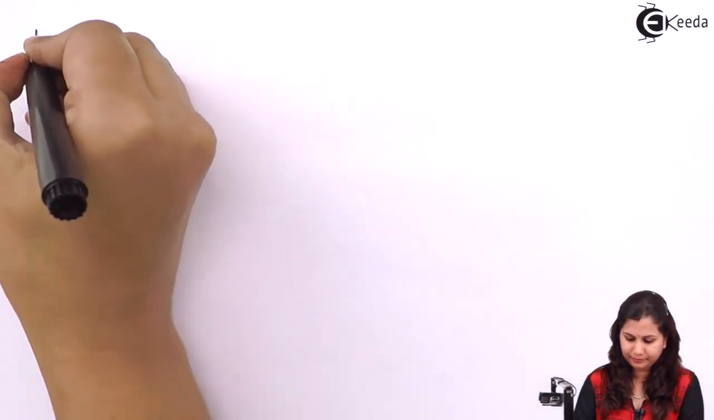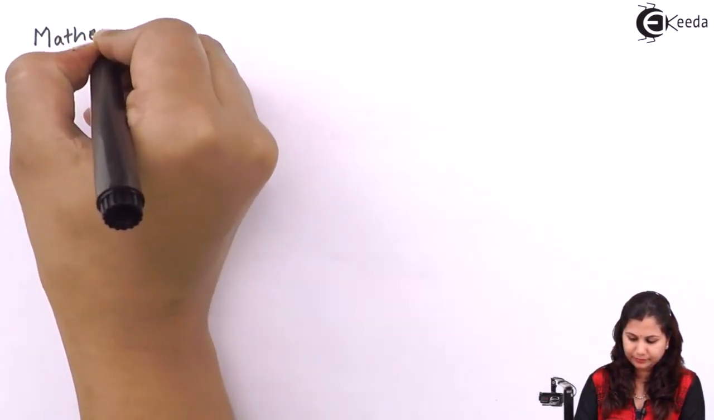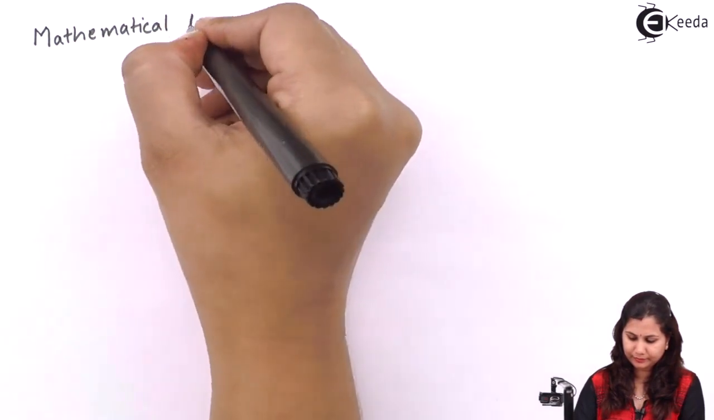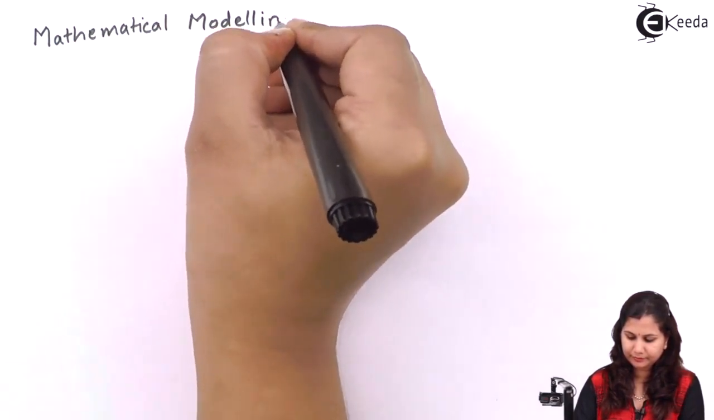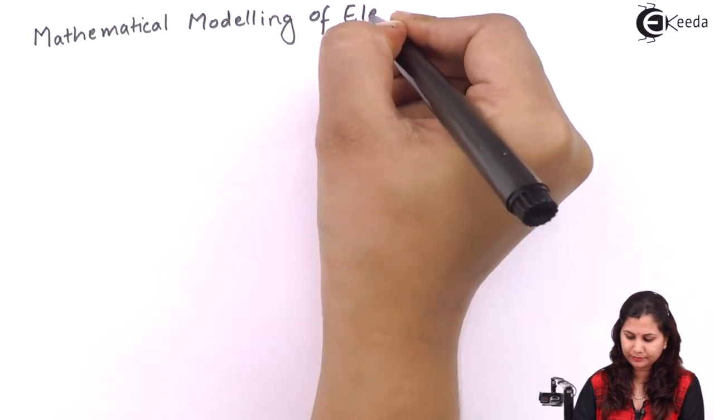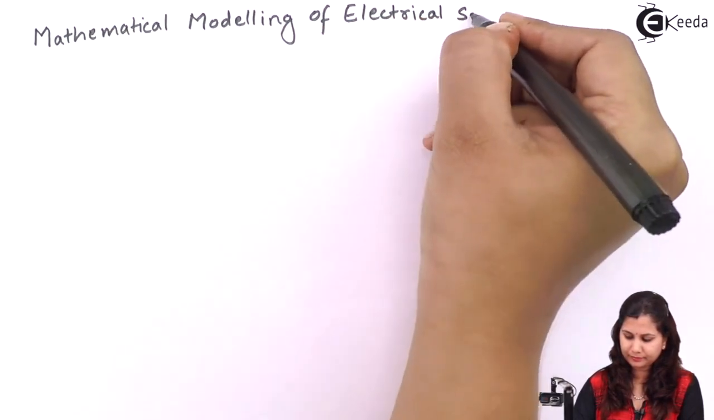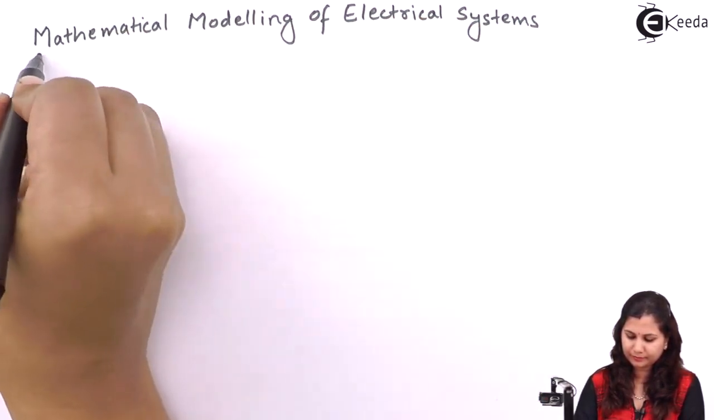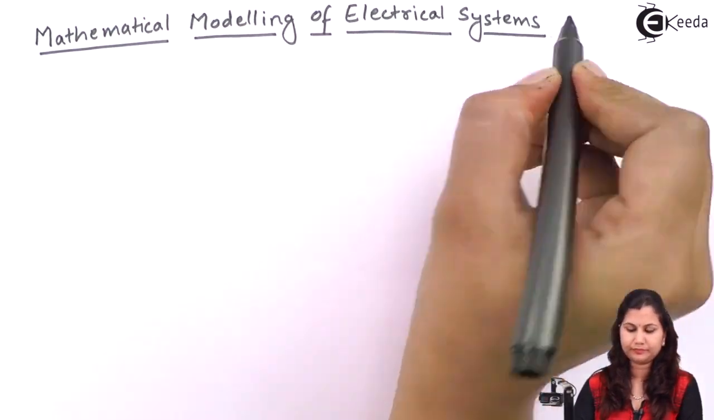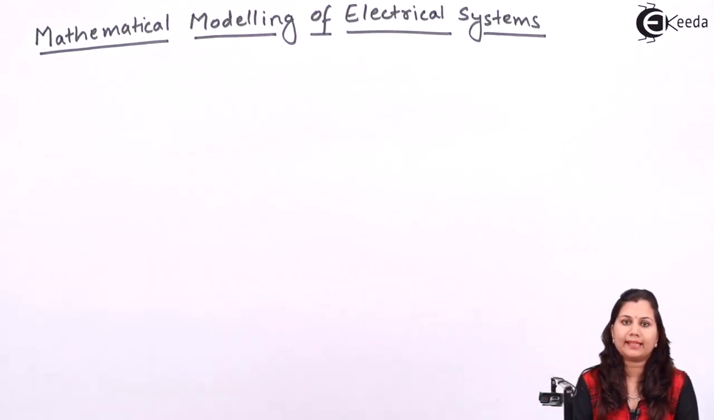Hello friends, in this video we are going to study about the mathematical modeling of electrical systems. The electrical systems consist of three basic elements: a resistor, inductor and capacitor.